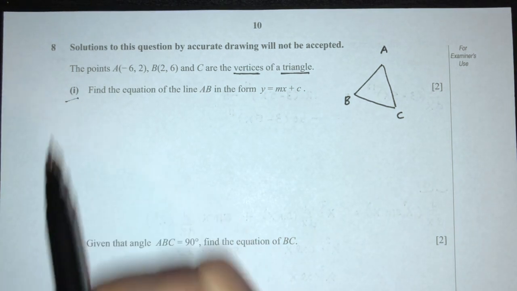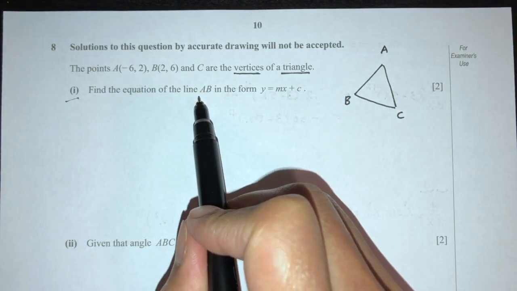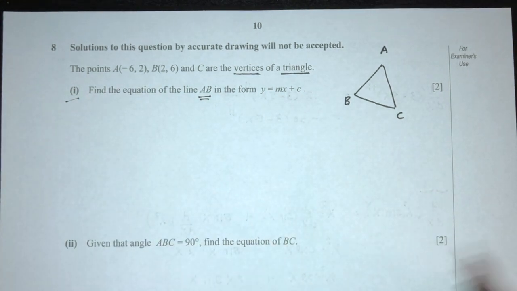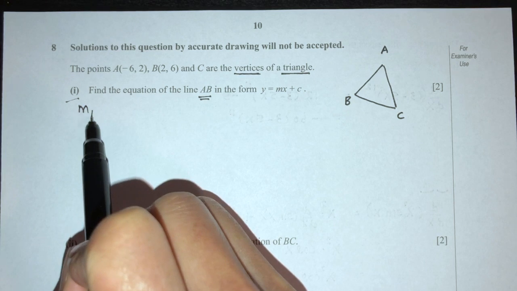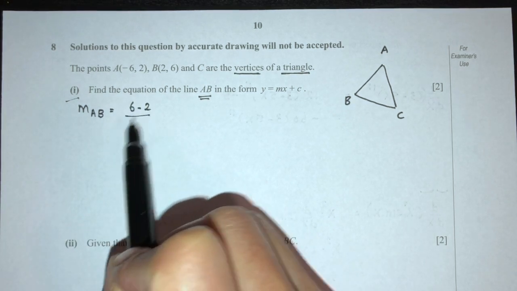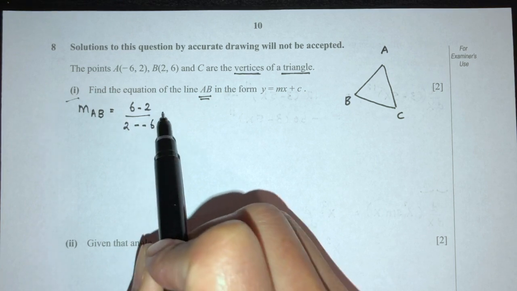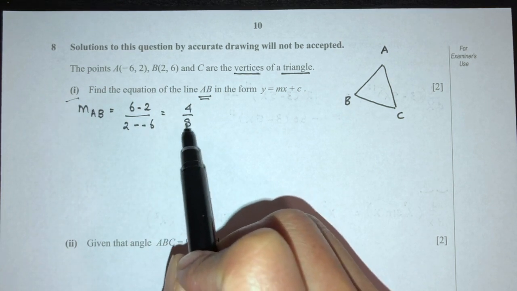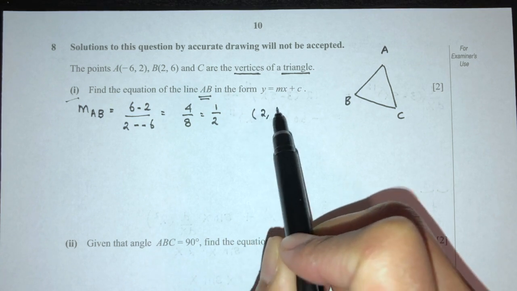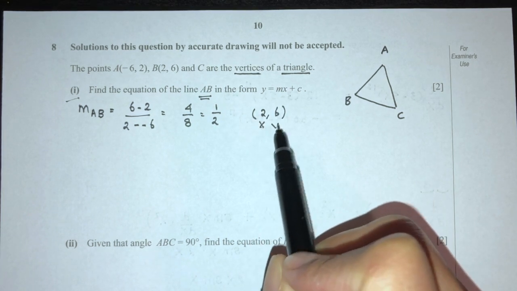Now part 1, find the equation of the line AB. Pretty easy. To find the equation of a line, you first have to find the gradient. The gradient of AB, you use your formula, which is y2 minus y1 over x2 minus x1. That'll be 4 over 8, which is half. Then you use a passing point. We can choose (2, 6). That will be your x and y.